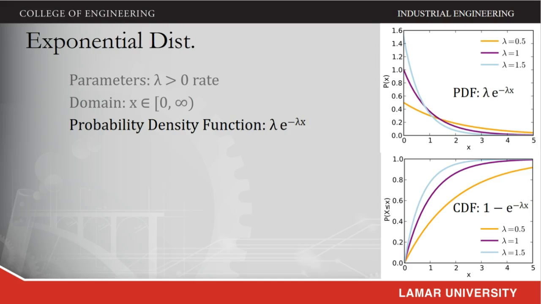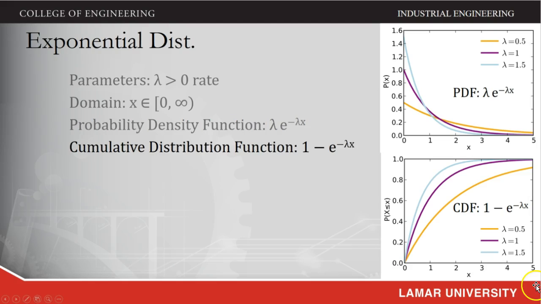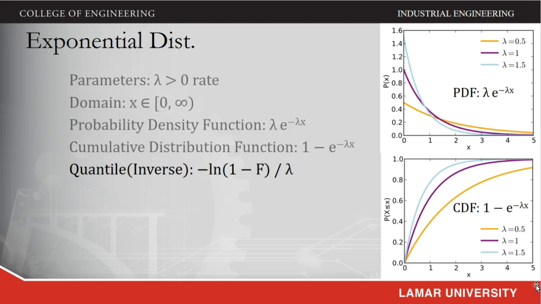The probability density function is lambda times e to the negative lambda times x, and that is depicted in the graph on the top right. The cumulative distribution function is 1 minus e to the negative lambda times x, and that is depicted in the graph on the bottom right. The quantile, or inverse of the function, which is going to be very useful for us in simulation, is the negative natural logarithm of 1 minus the function, divided by lambda.